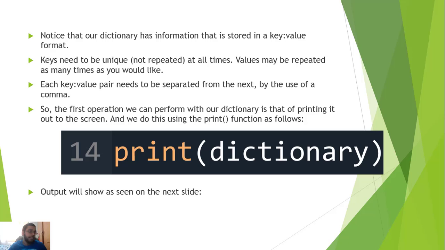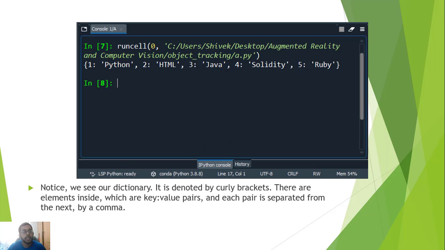So, the first operation we can perform with our dictionary is that of printing it out to the screen. And we do this by using the print function as follows. Print dictionary. Output will show as seen on the next slide. Notice we see our dictionary. It is denoted by curly brackets. There are elements inside which are key value pairs, and each pair is separated from the next by a comma.